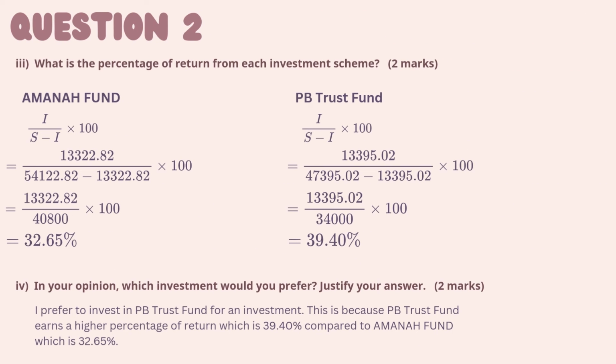For Amanah Fund and PB Trust Fund, we need to substitute the amounts of S and I into the formula. Then, we will get the final answer for Amanah Fund, which is 32.65%, and for PB Trust Fund, which is 39.50%. For the next question, in my opinion, I prefer to invest in PB Trust Fund because PB Trust Fund earns a higher percentage of return compared to Amanah Fund.